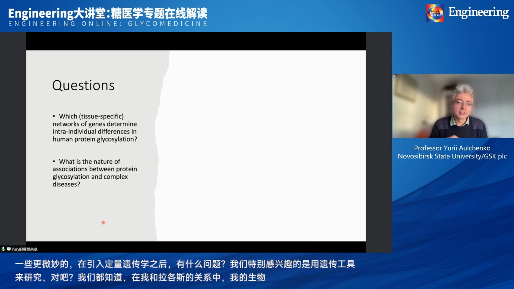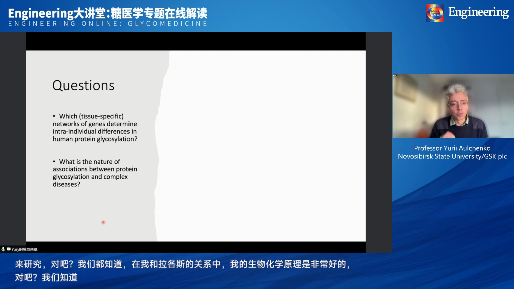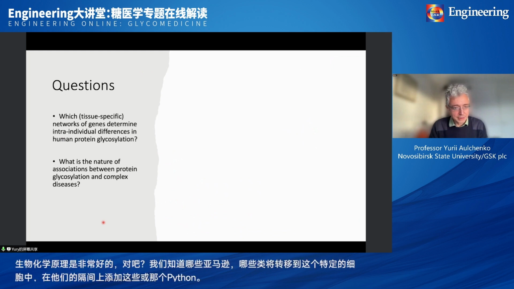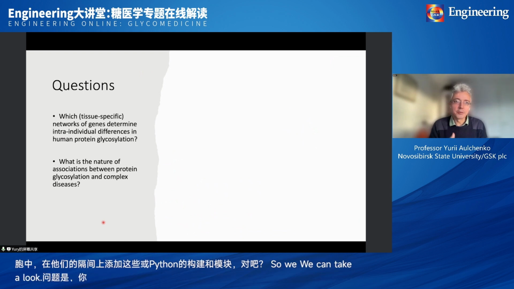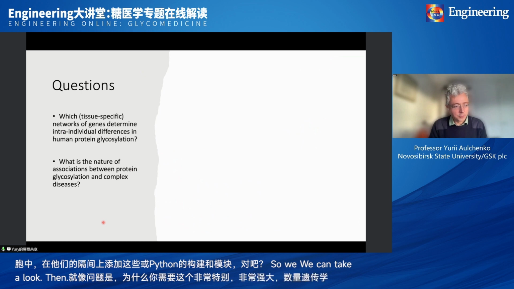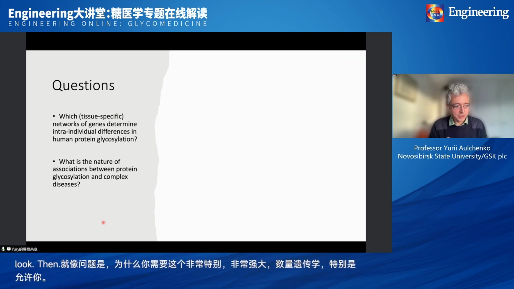We know which enzymes, which glycosyltransferases, work in which specific cellular compartments to add this or that glycan on the building blocks, right? Now, the question would be, why would you need this very special, very strong, but sophisticated tool as quantitative genetics, which specifically allows you to study in vivo human biology and establish causality and biological links, right?